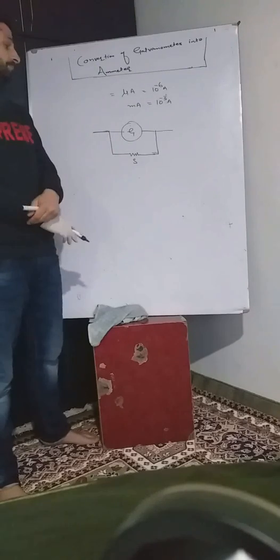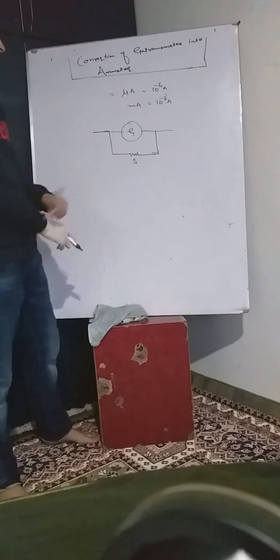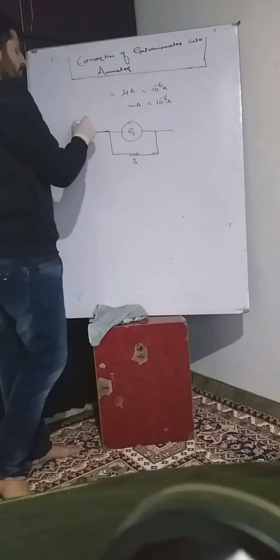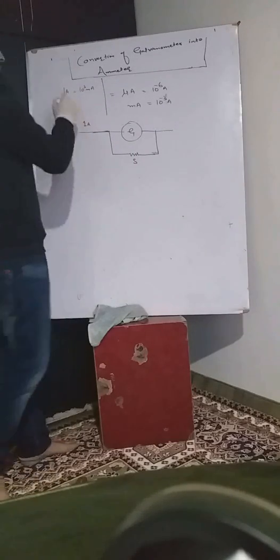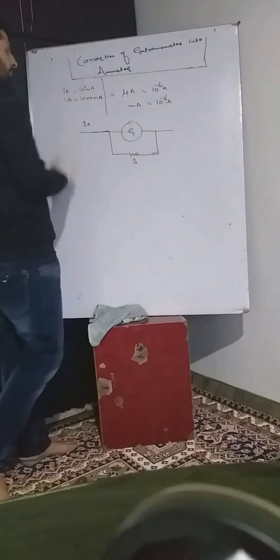Now the question is how. Let us suppose we want to detect a current of 1 ampere, and you know 1 ampere is equal to 10 raised to the power 3 milliamperes. So 1 ampere is equal to 1000 milliamperes.